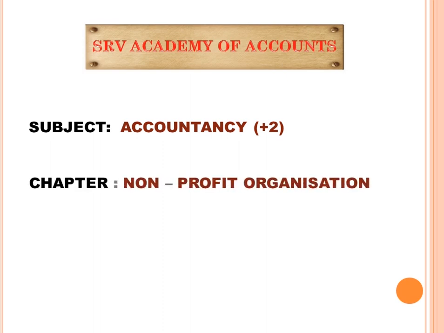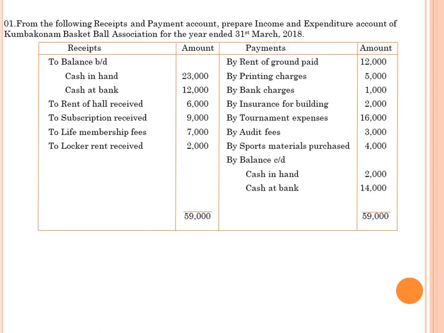Subject Accountancy, Chapter Non-Profit Organization, Class 4. Today we are going to see important problems related with income and expenditure account. First, I read the question, listen carefully. This is question number 1. From the following receipts and payment account, prepare the income and expenditure account of Kumbakonam Basketball Association for the year ended 31st March 2018. Here 4 columns are given: receipts, amount, payments, amount.